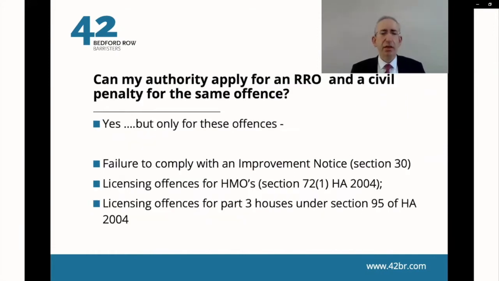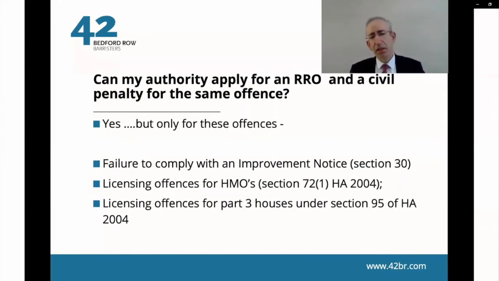If you're thinking, as a local authority, of applying for a civil financial penalty and a rent repayment order in order to try and recoup as much as you can, then you can only do that for one of three specified housing offences, and those are failure to comply with an improvement notice, licensing offences for houses in multiple occupation, usually under Section 72 of the Housing Act, either controlling or managing a house in multiple occupation without a licence, when a licence should have been applied for.